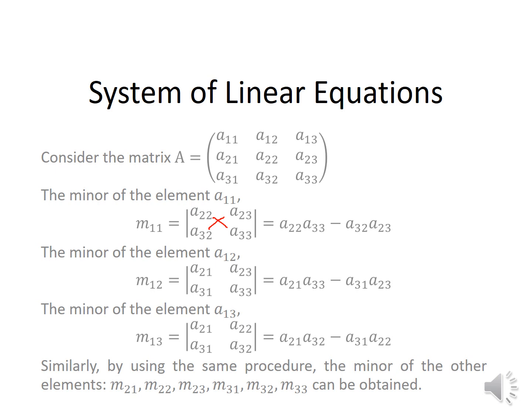And the same for the minor of the element A12. We close the whole first row and the whole second column. We have A21, A23, A31, and A33. And still the same, put a cross and calculate. So the same to get the minor of A13, A21, A22, A23, and so on. Use the same method.